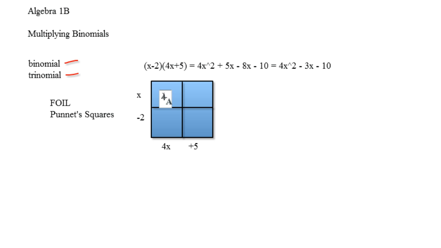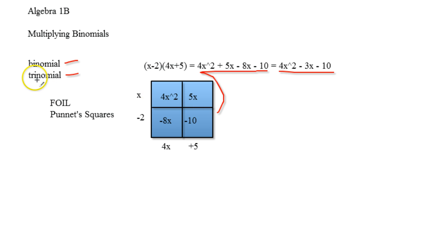So right here I'd have 4x squared. Then I would have 5x. Okay. Then this one right here I would have minus 8x, minus 10. Okay. And then what I would do is I would rearrange it into this, and then come up with a simplified answer of this. Okay, so binomials, pretty nice when working with them.